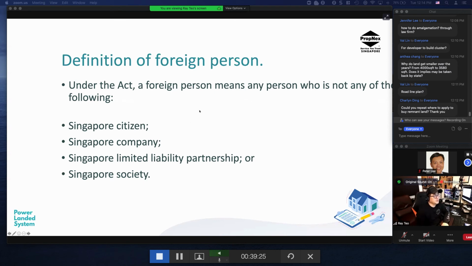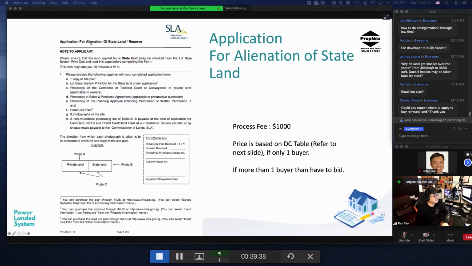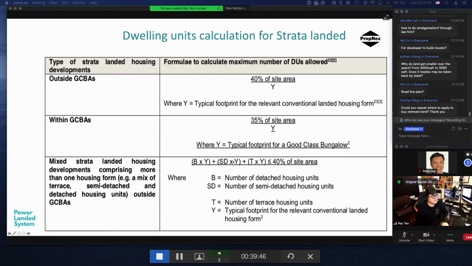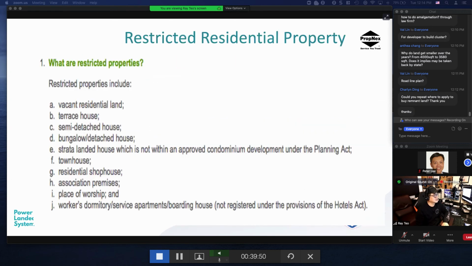Could you repeat where to apply to buy remnant lands? SLA, Singapore Land Authority, or it is written on the form, on the slide. You see on the slide I show you here. Okay, you submit to Singapore Land Authority.